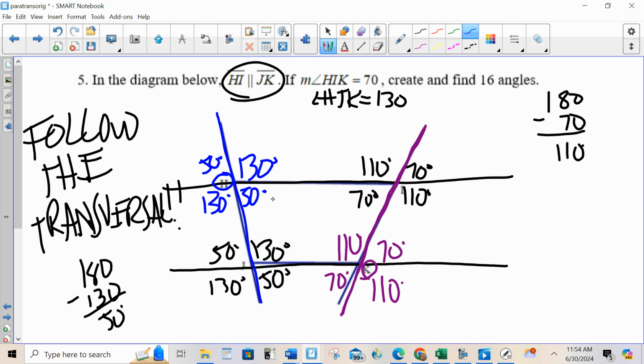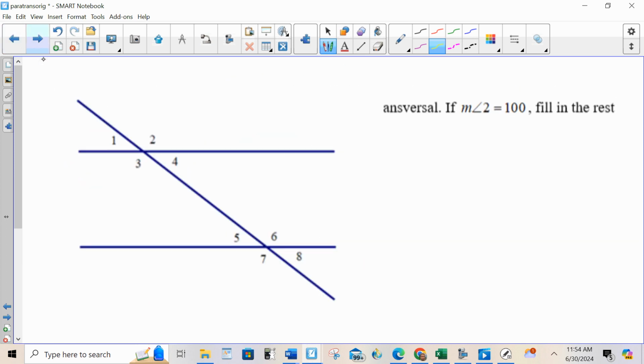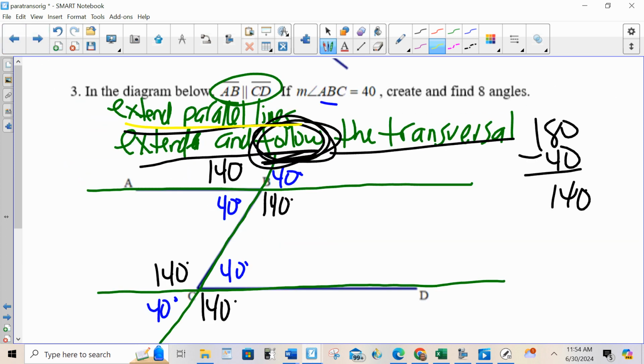That's it. That's all I got for you. It's all about following the transversal. Once you follow your transversal, not the parallel line, but the line hitting the parallel lines, you just transfer those values to where the transversal hit the other parallel line. We will see more with this in the next couple of lessons. When you see parallel, you need to see this picture. And if you don't see this picture, extend your parallel lines, extend and follow your transversal.